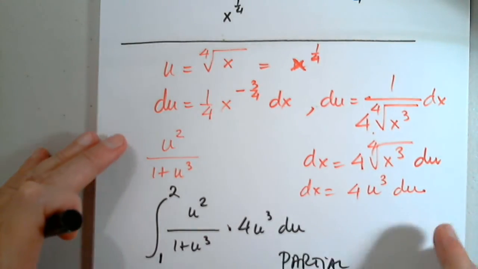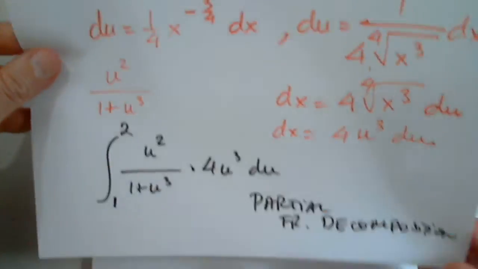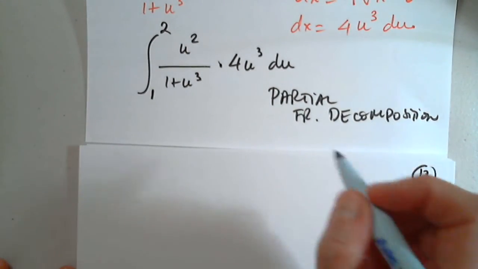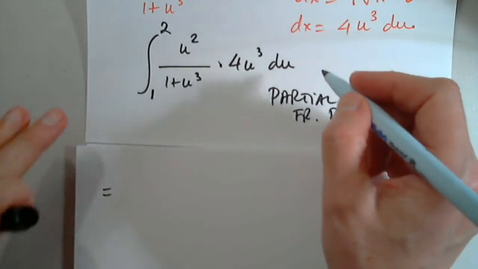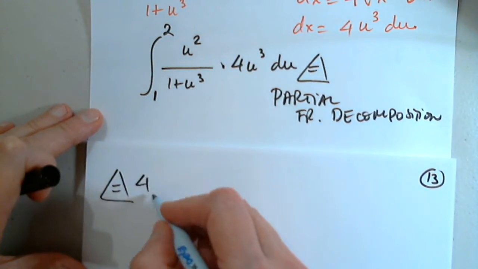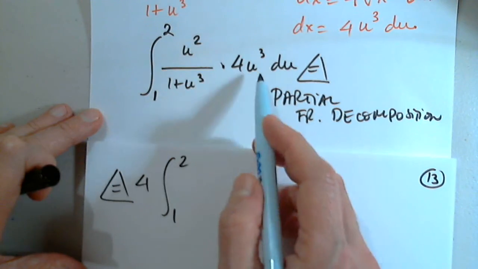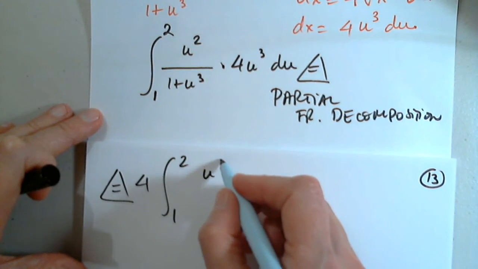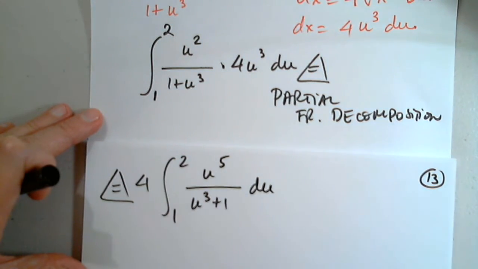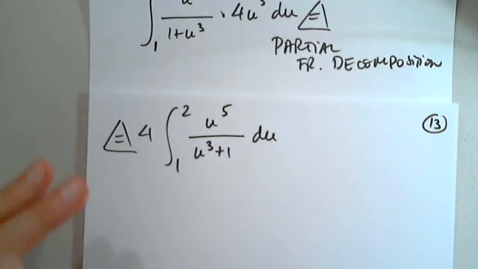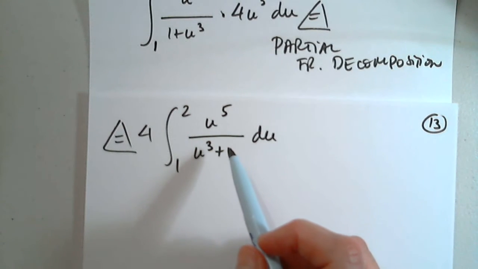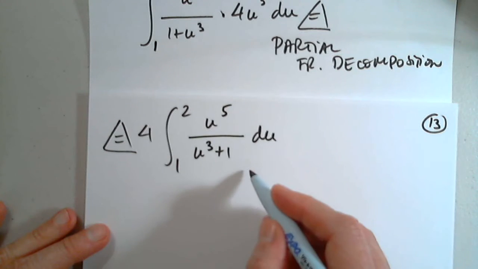So you're free to go, but I have to finish it now since I started it. So the integral becomes from here: 4 is outside, the integral from 1 to 2, of u to the fifth over u to the third plus 1, du. And the partial fraction decomposition is a method that is taught in Calc 2.